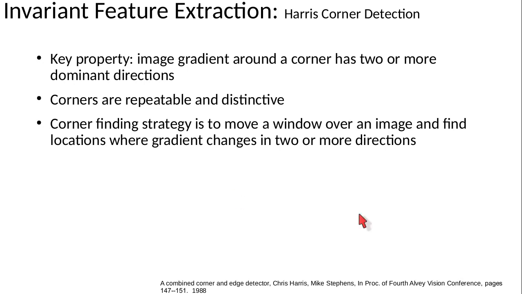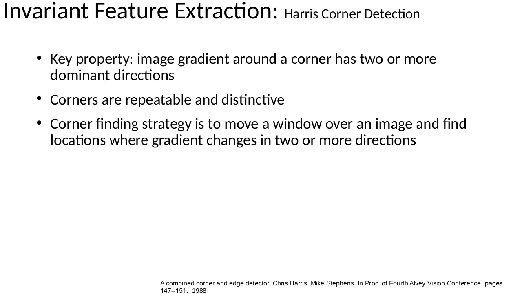It was published in 1988 and continues to be a popular technique for identifying key properties in an image. It's based on the intuitive understanding that the image gradient around a corner has multiple dominant directions. So if there is a strong edge present in an image and this edge meets another edge, then that meeting point is a corner, and at that corner point the gradient around it will change in multiple directions.